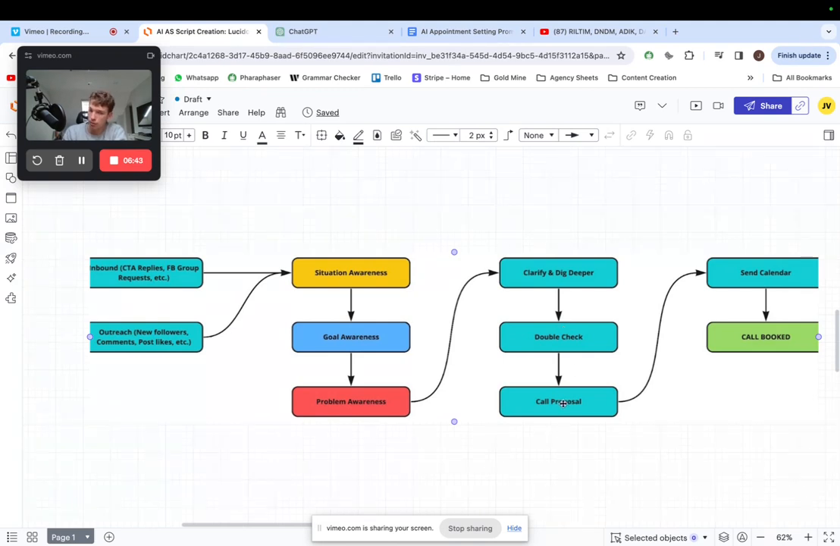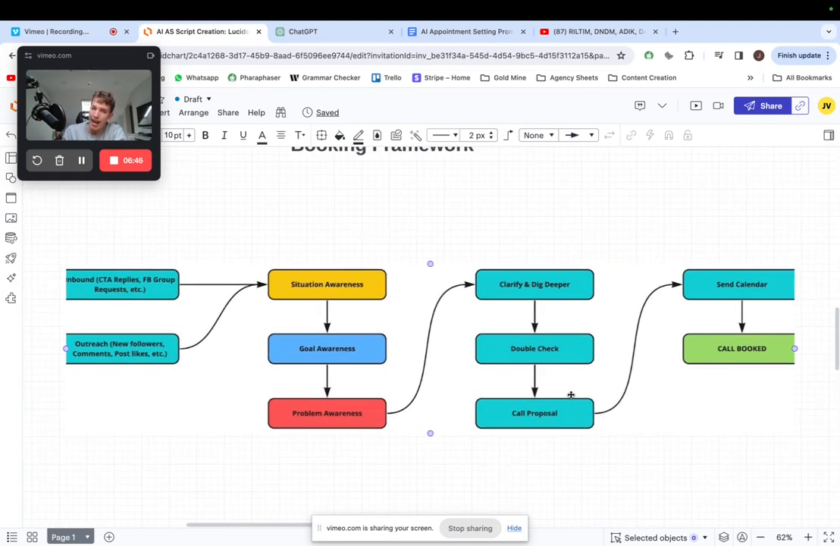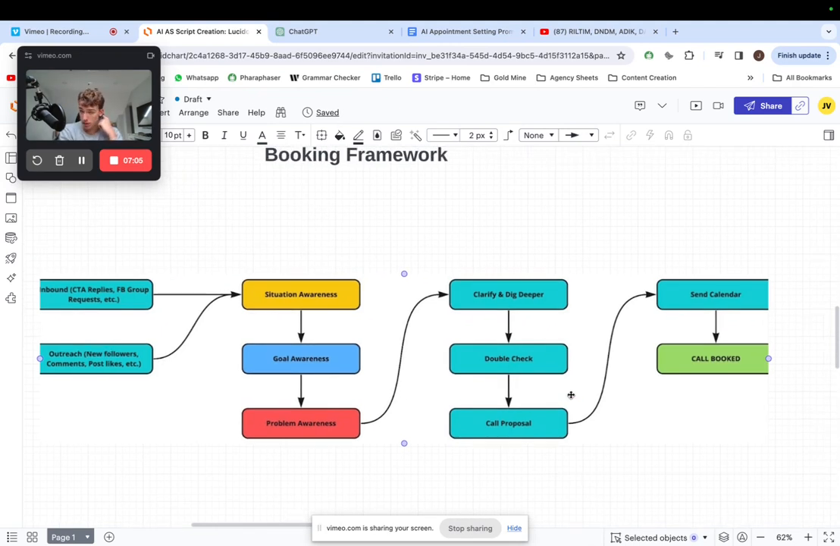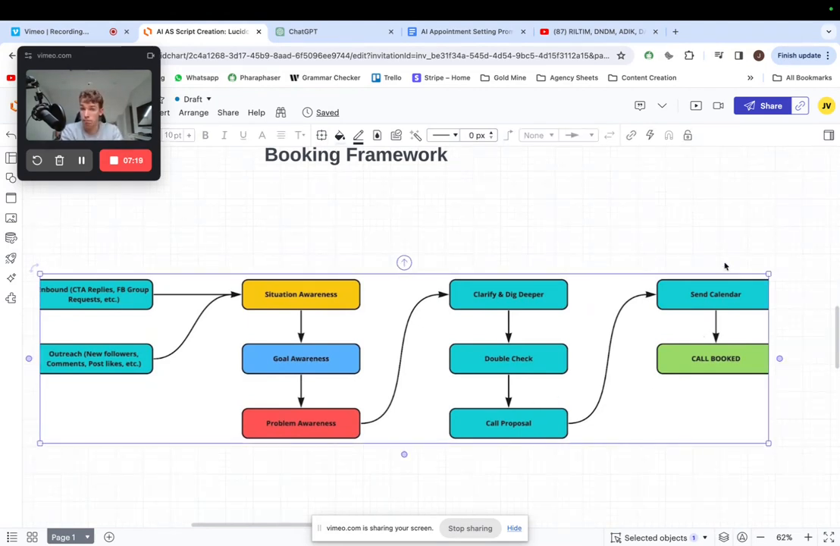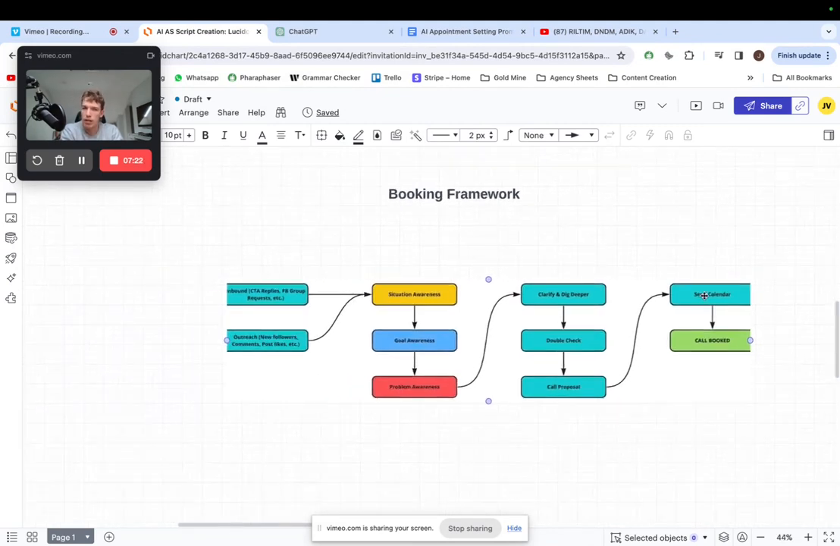And then we call propose. The call proposal happens once we gather all the information and once we feel confident that not only can we help the prospect we're talking to, but also that the service we have is actually helpful, because otherwise it's not really worth booking someone in if we don't think deep down that we can for sure help them. So this should be our 100% number one focus: looking at them not as prospects but as partners, someone we try to see if we can actually help. Then we send the calendar, and if everything goes well, you're going to have a pretty high booking rate and the call will be booked. So this is the framework.